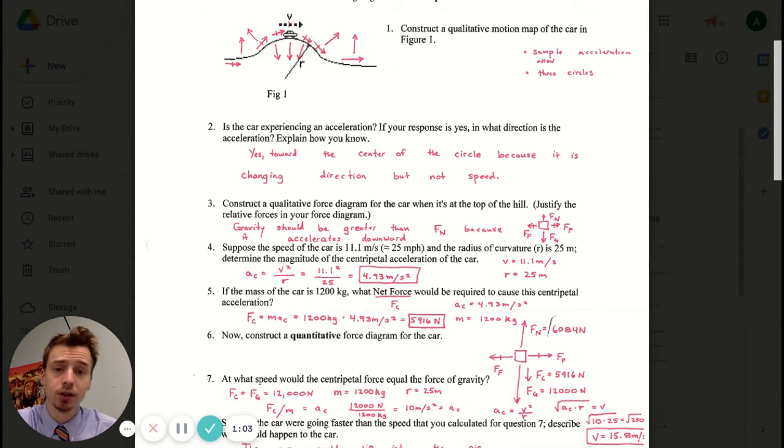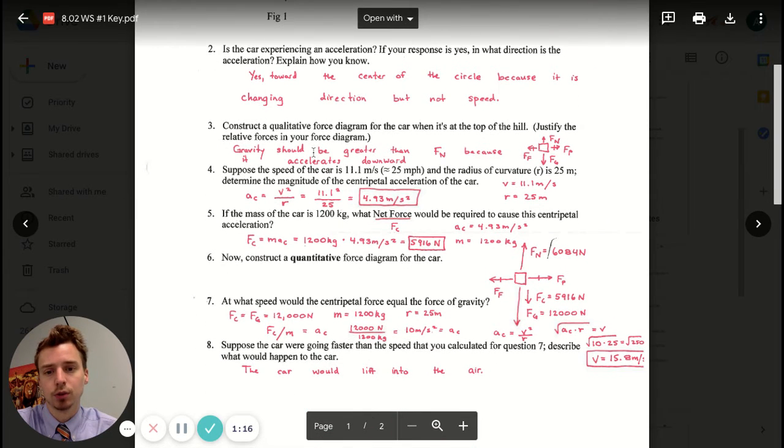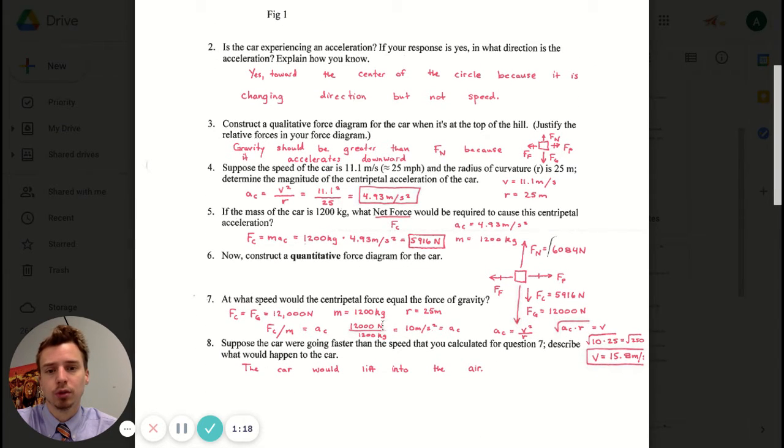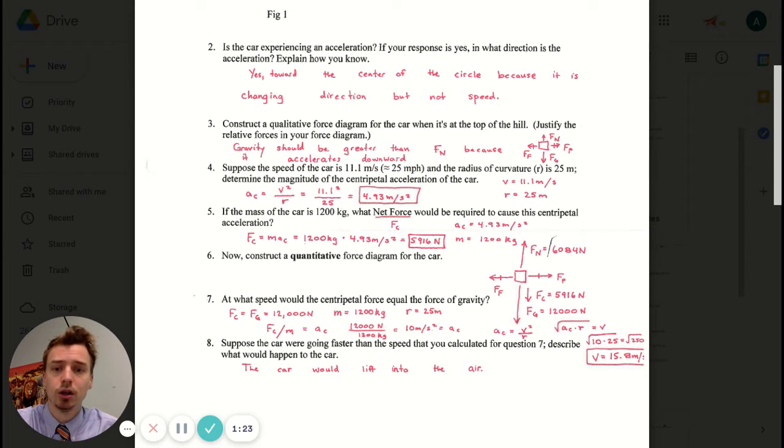So is the car experiencing an acceleration? Yes, because it is changing direction, not necessarily changing speed. So even though it's at a constant speed, it is changing direction, so it's accelerating towards the center of the circle. Question number 3, construct a force diagram for the car when it's at the top of the hill.